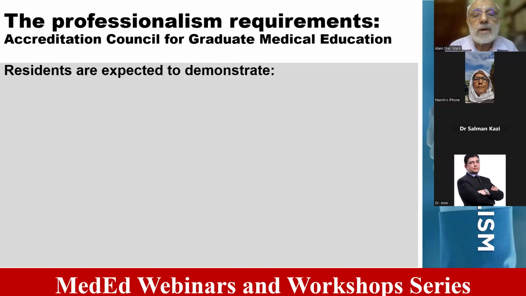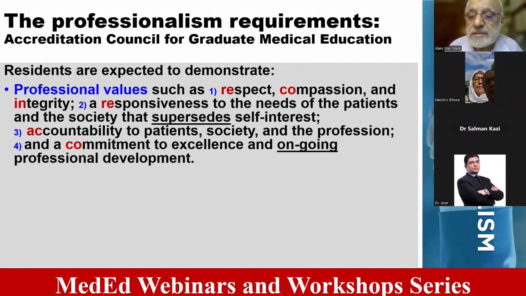What are the requirements of professionalism? Here is the statement by the Accreditation Council of Graduate Medical Education. It says that residents are expected to demonstrate professional values such as respect, compassion, and integrity, a responsiveness to the needs of the patients and the society that supersedes self-interest, accountability to patients, society, and the profession, and commitment to excellence and ongoing professional development. So these are some of the professional values which are requirements of professionalism.